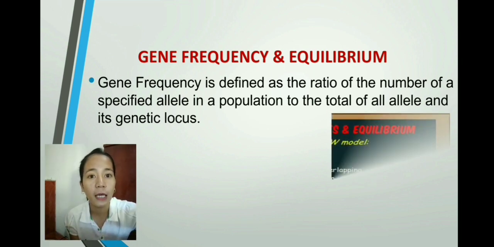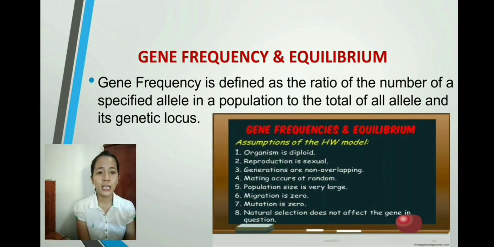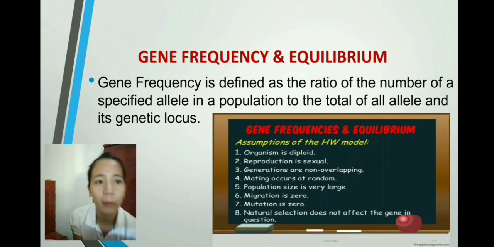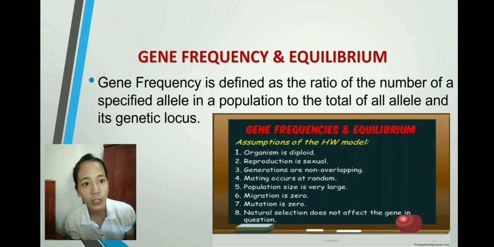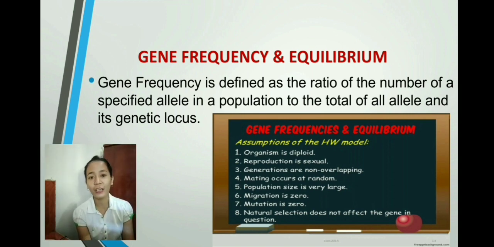Next is gene frequencies and equilibrium, na mga assumptions si Hardy and Weinberg na sila mga model. First is the organism is diploid. Diploid means only two alleles, like what is stated here, that diploid is described as cells that contain 2 copies of each chromosome. Second, reproduction is sexual. Sa ilang model, dili ka makakuan kung dili sexual ang ilang reproduction. Third is generations are non-overlapping. Fourth, mating occurs at random, or random mating. Population size is very large.